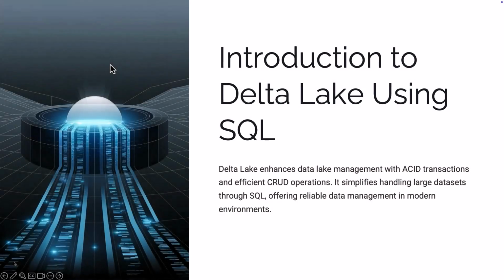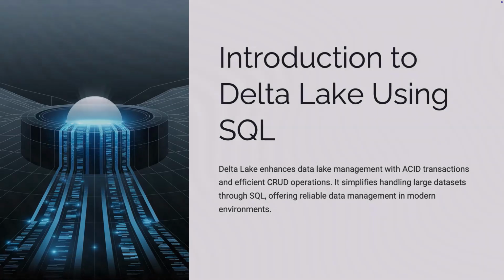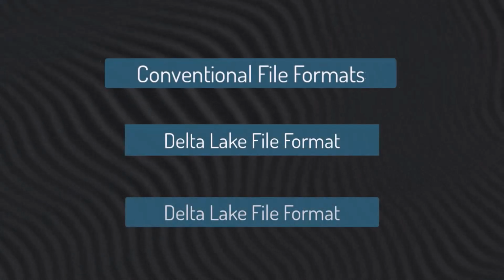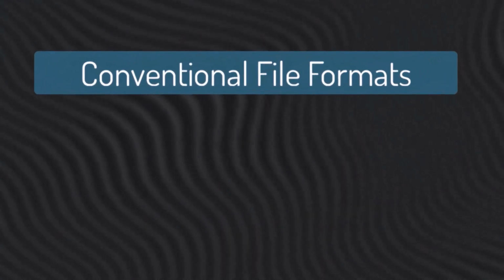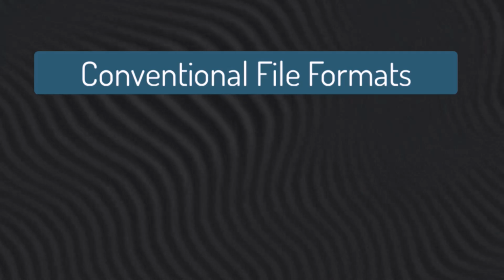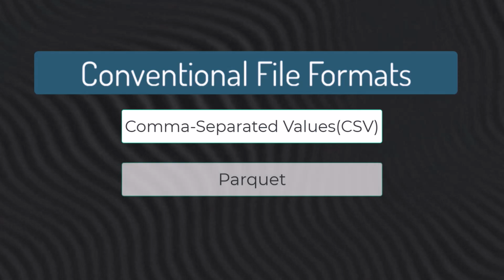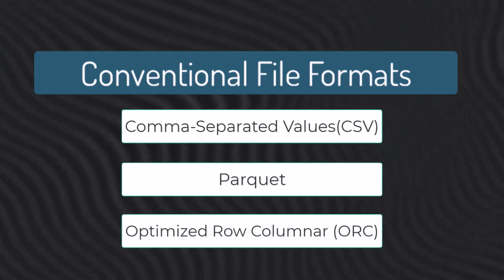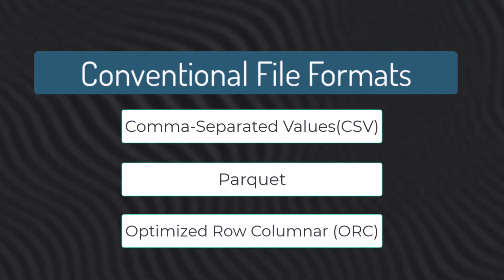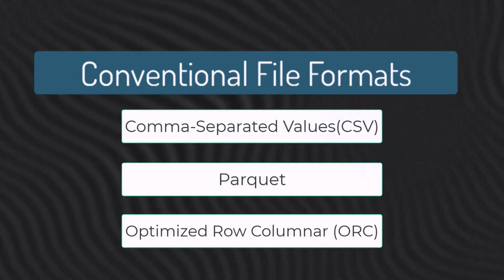Hi. So in this module, we will be talking about Delta Lake. Before we jump into the module and the contents that we are going to cover, let me give you a brief agenda about this module. So in this module, we will first start talking about the conventional file formats that we have been using in the world of data engineering. So we have CSV, we have Parquet, we have ORC, so on and so forth. So we will understand what they are. We will also understand what their limitations are.